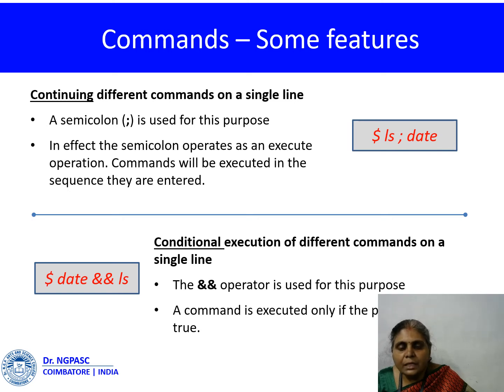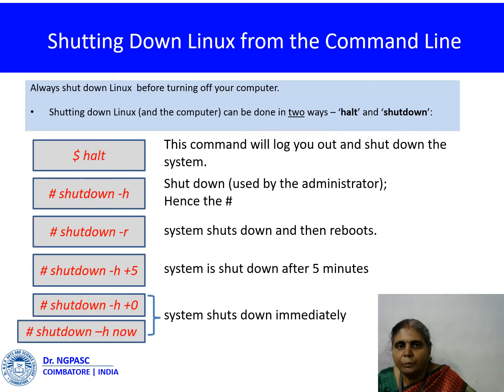Then we will see the conditional execution of different commands on a single line. For that, we have to make use of two ampersand symbols between the commands. See here the example, the date command and the ls command. Here we are having two ampersand symbols between them. So the meaning is actually a conditional execution. That means when the first command, that is the date command, is successful, then only the second command ls will be executed.